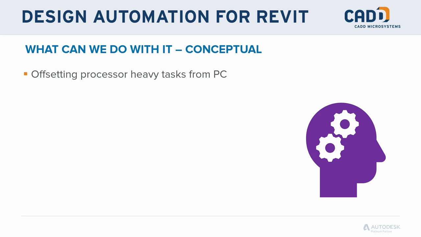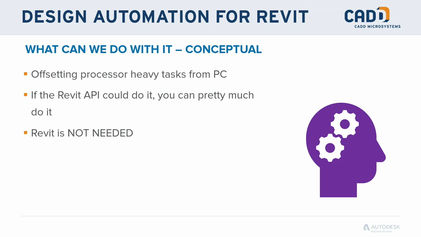From a conceptual end, so we're going to offset some of our processor-heavy tasks. If the Revit API could do it, you can pretty much do it in design automation as well. Here's kind of the key. You don't need to own Revit to run this.